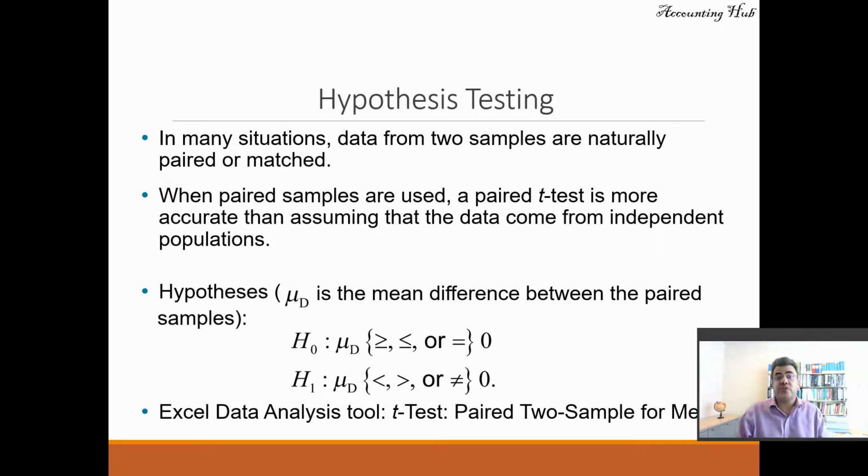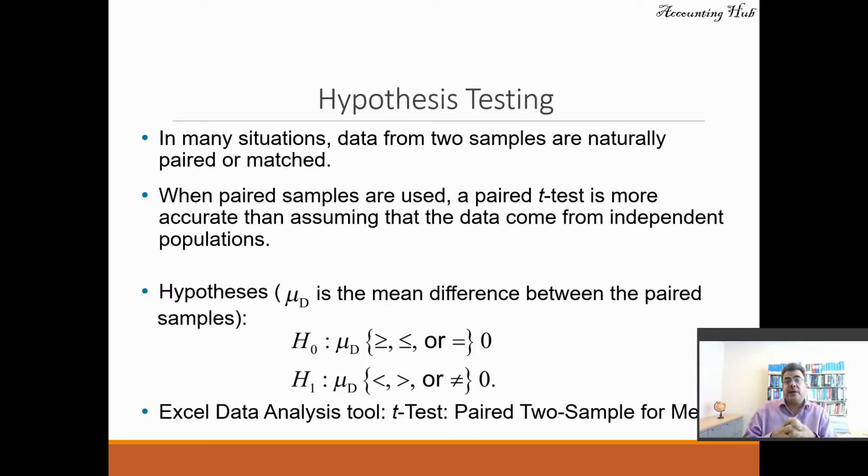In many situations, data from two samples are naturally paired or matched. For instance, revenue of two different stores on the same days, so they are naturally paired. Or grades, comparing grades from exam 1 to exam 2 in the same classroom or the same course. So they are naturally paired.